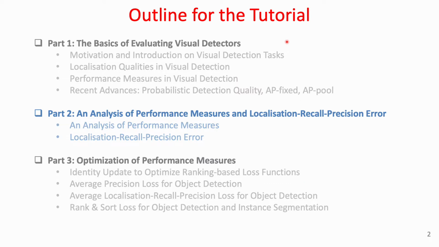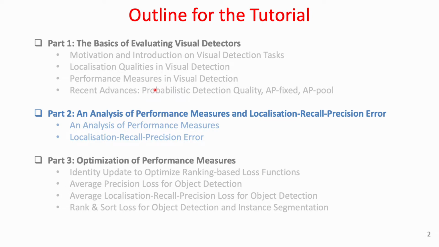In the first part, my colleague Emre introduced the basics of evaluating visual detectors. Namely, he motivated and briefly described different visual detection tasks. Then he talked about different localization qualities used in visual detection tasks. After that, he introduced commonly used performance measures in visual detection. Finally, he provided a quick overview of the recently introduced performance measures.